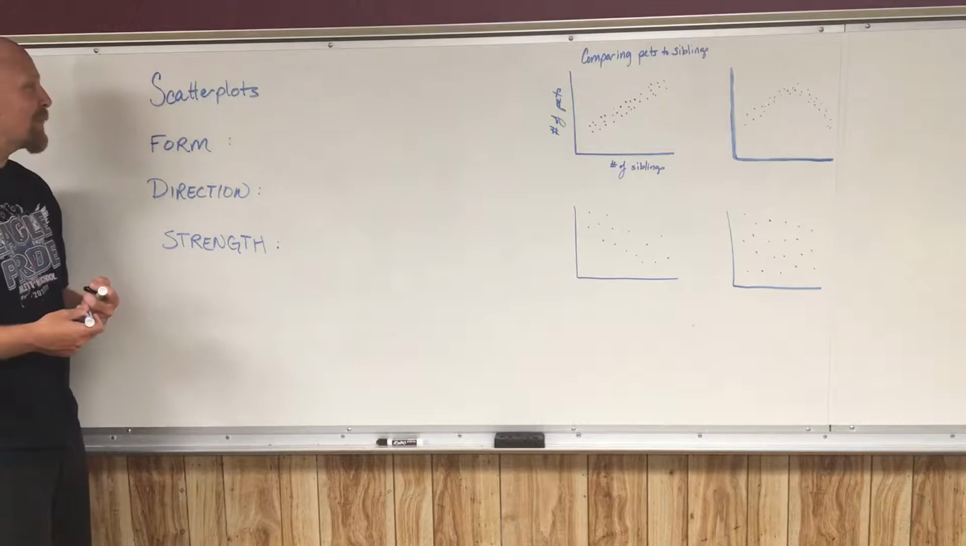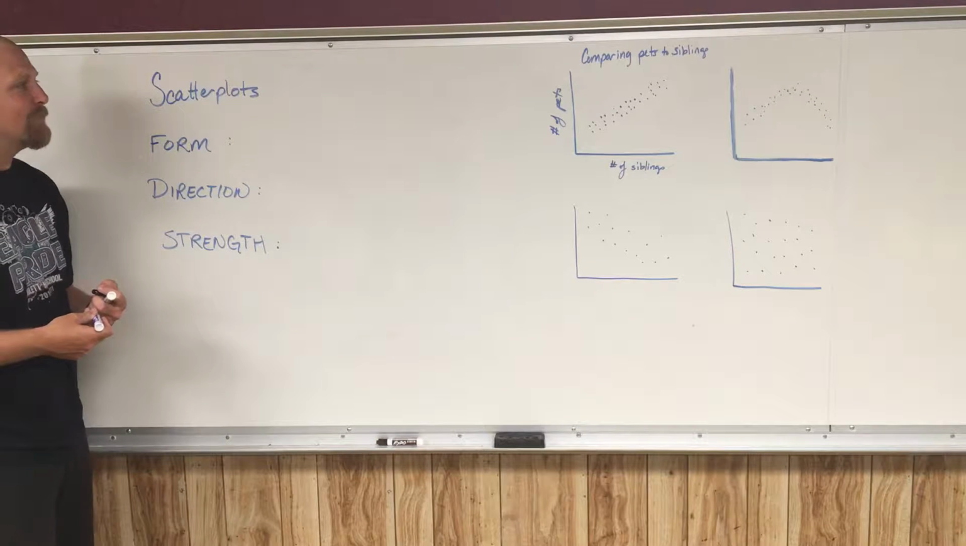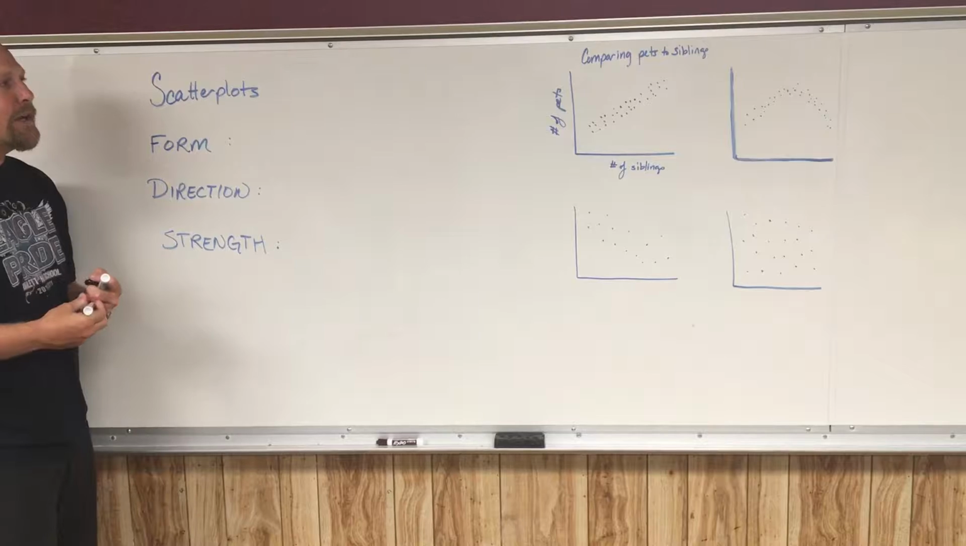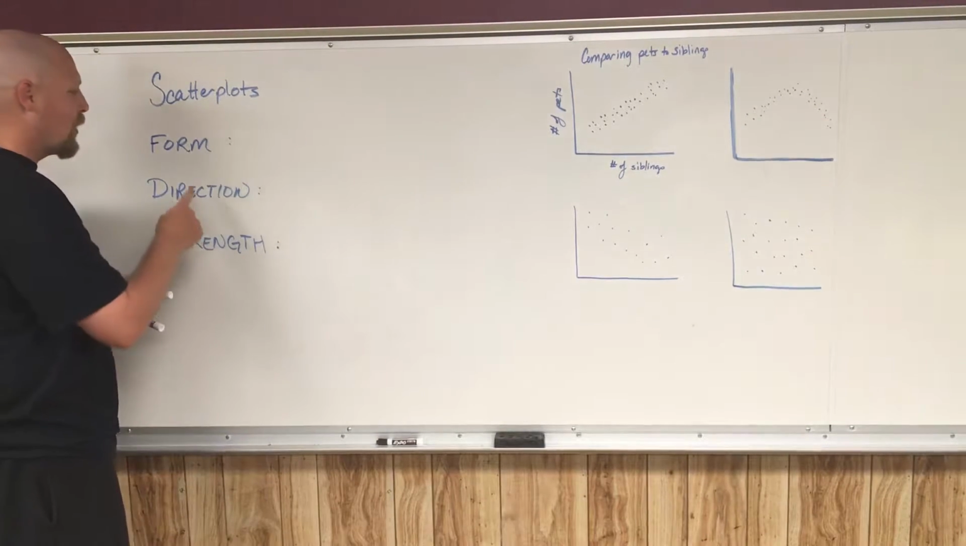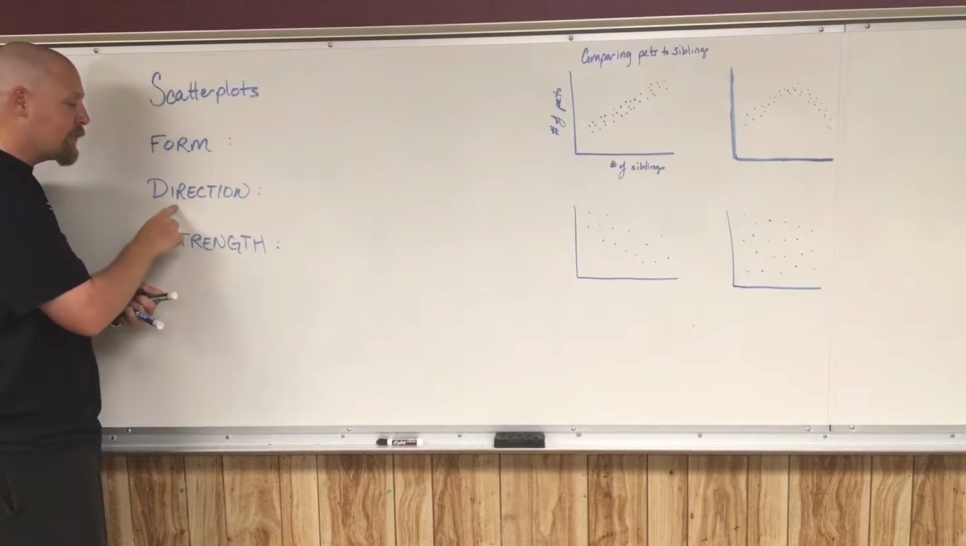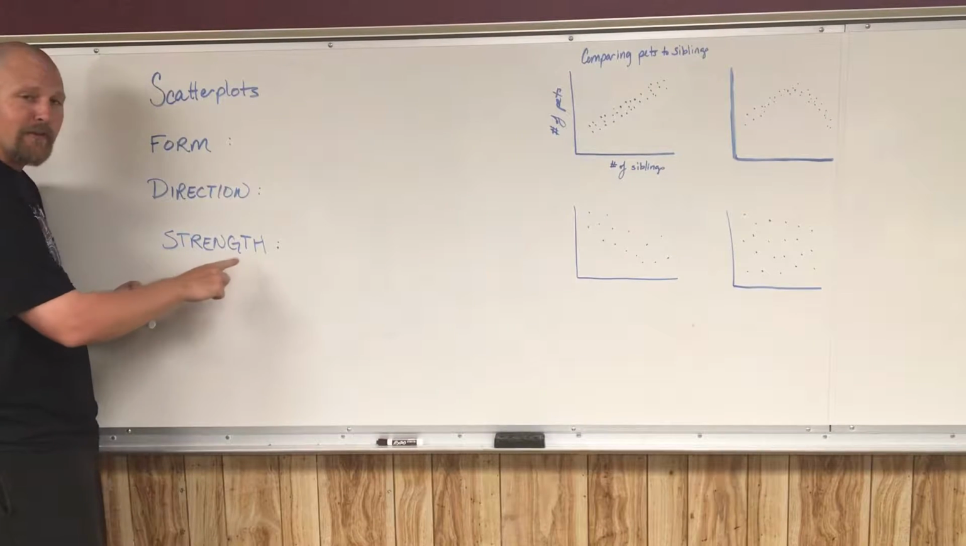Today, guys, we're going to talk about scatterplots. And the three descriptors that we're going to need to use for scatterplots are form, direction, and strength.